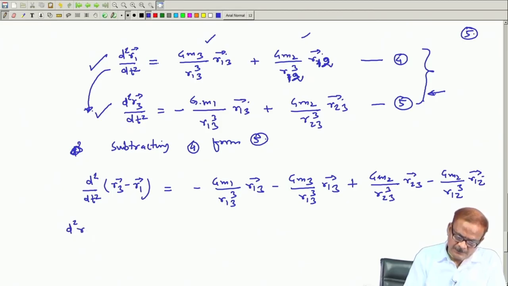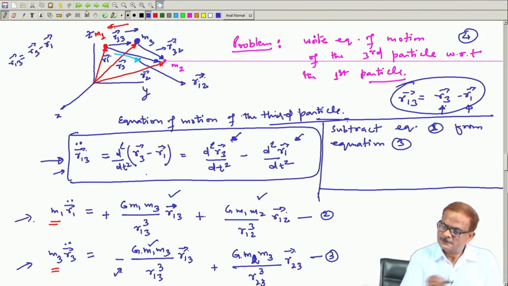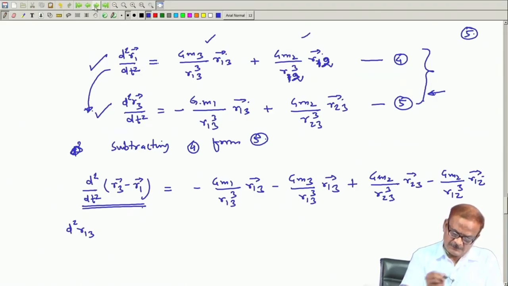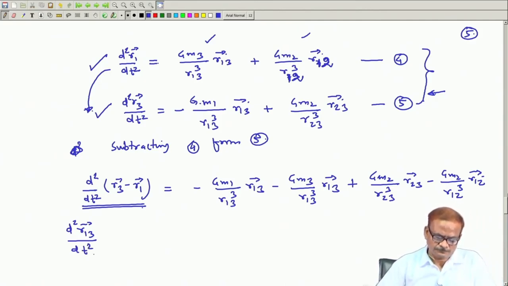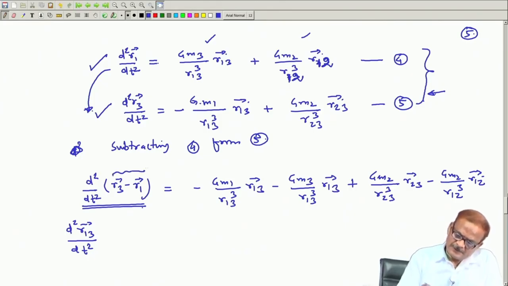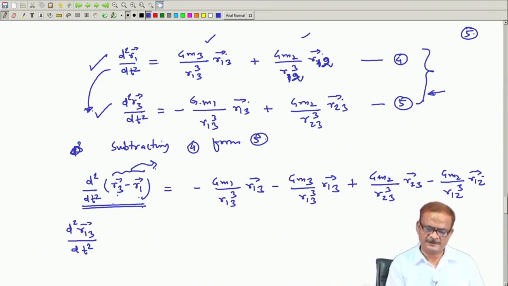Therefore, the left hand side becomes r. Here, if you look at this place, r 3 minus r 1 we have written as r 1 3. So this is d square r 1 3 by d t square. This quantity is nothing but the position vector of 3 with respect to 1. So it shows how the position vector of mass 3 with respect to 1 is changing. This is what it is implying, and if we take the first derivative, this is the velocity with respect to 1, and if we take the second derivative, it shows the acceleration, and in no way is it incorrect.